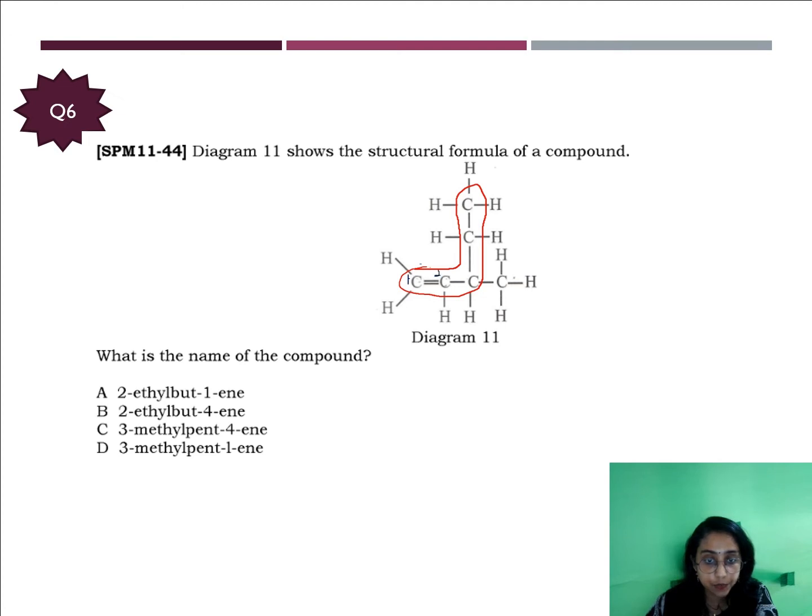1, 2, 3, 4, 5. So 5 will be pentene because of the double bond. And then we have to specify the location of the double bond. The location of the double bond now is pent-1, right? Okay, and then we do have an attached group at carbon number 3. So it's going to be 3-methylpent-1-ene.